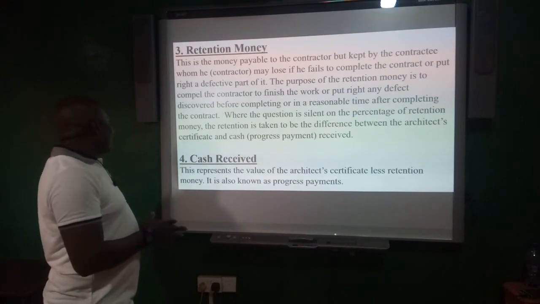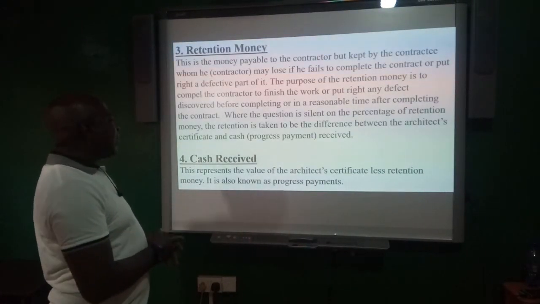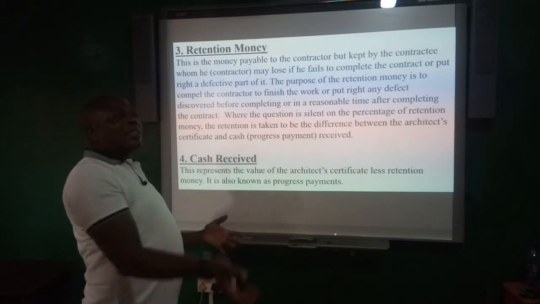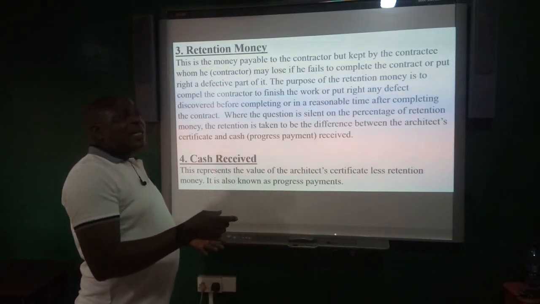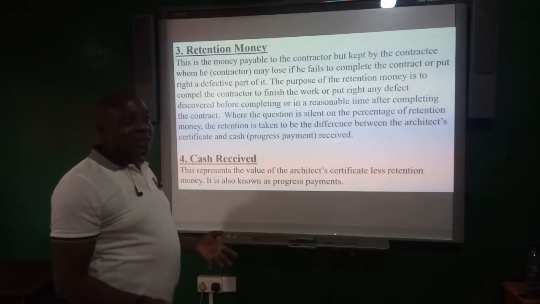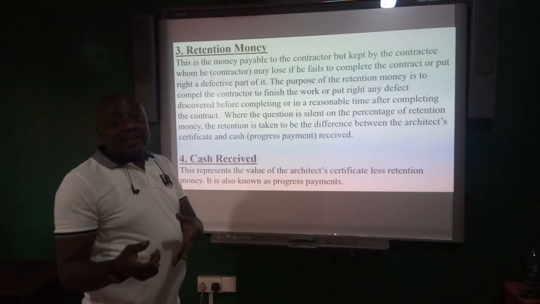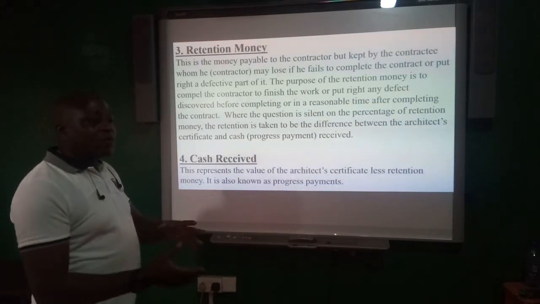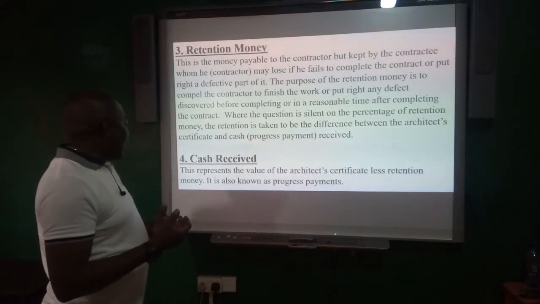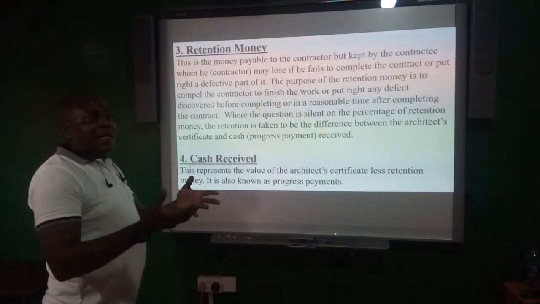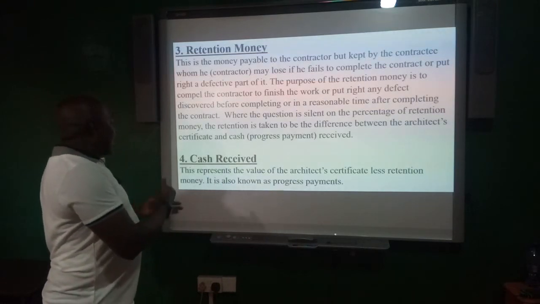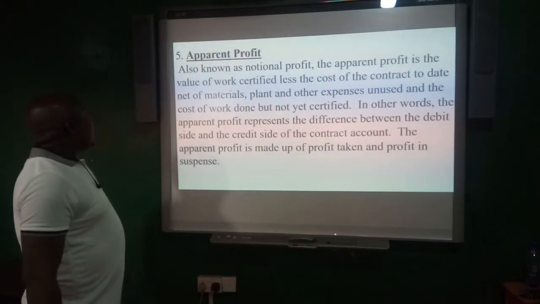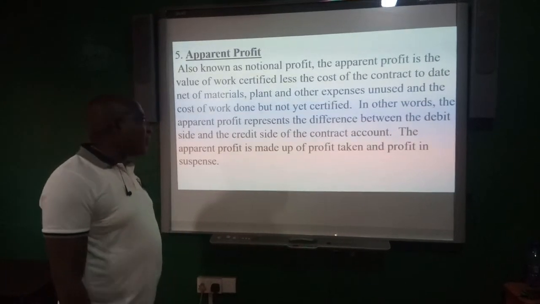Then we look at the cash received. This represents the value of architect certificate less retention money. So if the certificate of the architect is say 10,000 and then the retention is 2,000, then the cash received will be 10,000 less 2,000, so it will be 8,000. So that is cash received, the one that you get from the contractee based on the findings of the architect. It is also called or known as progress payment. Progress payment. Okay, then we look at apparent profit. Apparent profit.